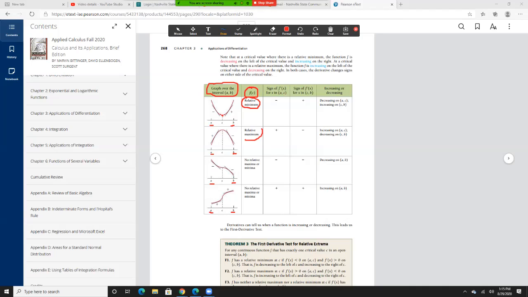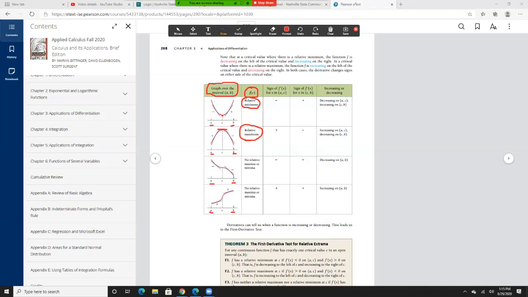Likewise, if you look here, we have relative maximum because if you look at this point here, when x takes on the value c, any y value in its neighborhood is lower. In other words, this point here is a maximum, a relative maximum.